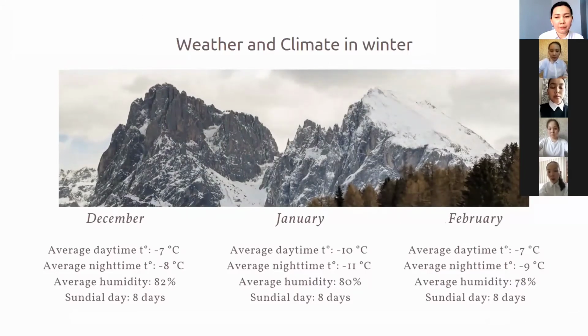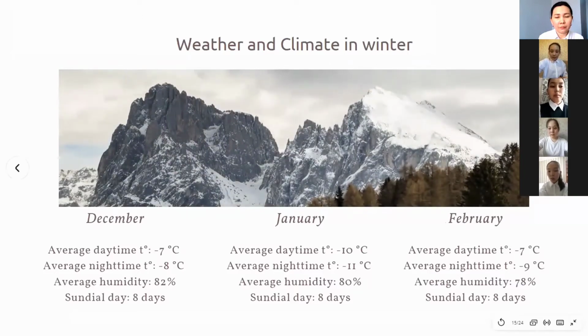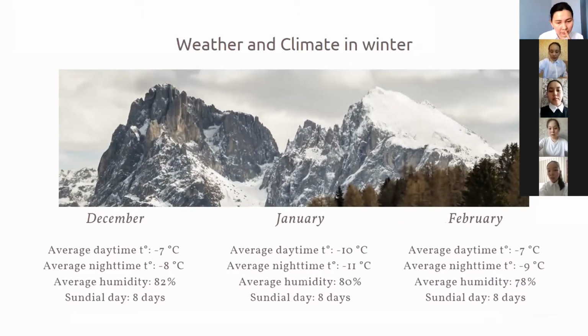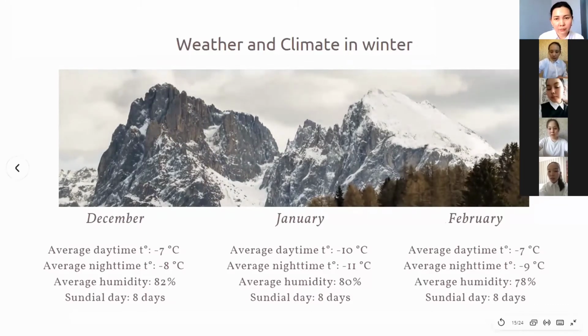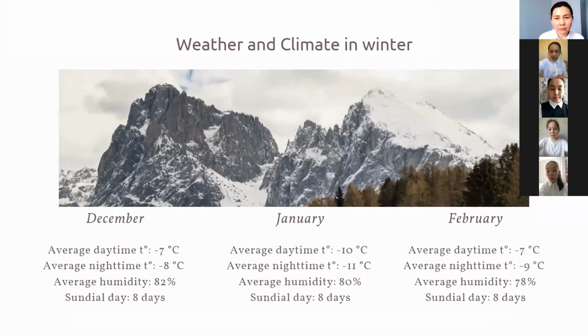Winters in Kazakhstan are cold, sometimes very cold. In the southernmost part of Kazakhstan, temperatures in January are between -2 and -10 degrees Celsius.